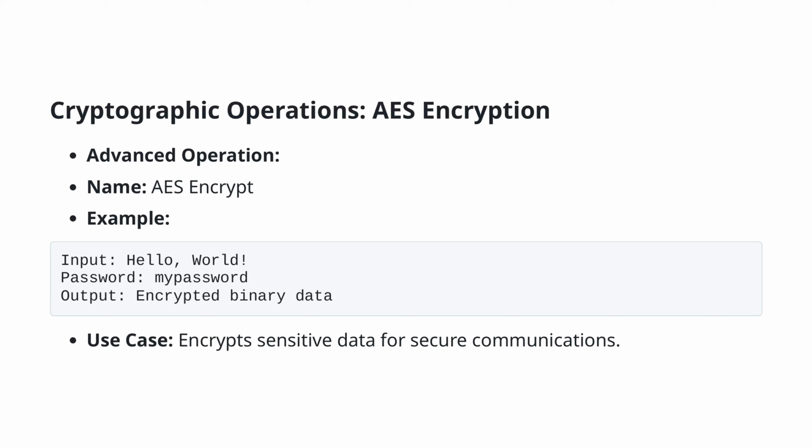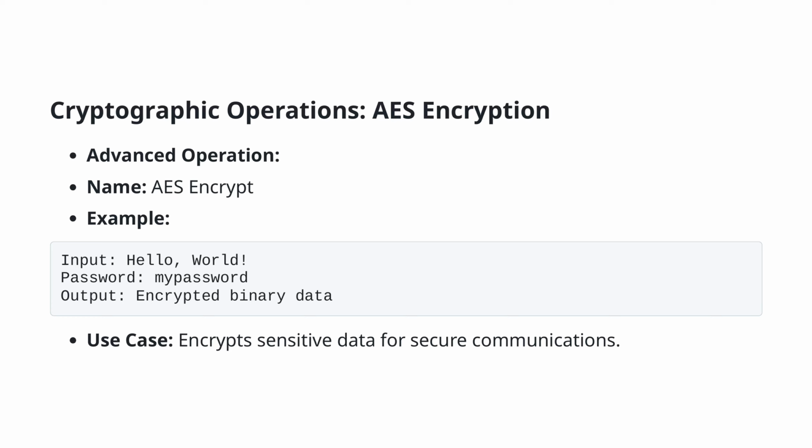Now, let's dive into compression and decompression operations, specifically using gzip. Gzip compression allows us to take a string of text and compress it into a smaller binary format. For instance, if we have the input hello world, the gzip operation will transform this into compressed binary data, saving space and potentially reducing transmission times over a network.